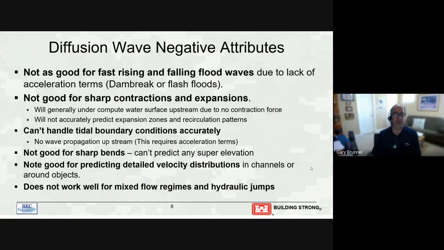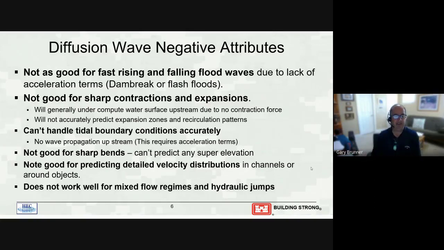So the negative attributes of the diffusion wave equations are it's not good for fast rising and falling flood waves, okay, like we talked about, so dam breaks and flash floods. It can be problematic there. It's also not good when you have really sharp contractions and expansions, and we're going to look at this in detail with an example. The reason is that in a contraction, you have a dramatic change in velocity with respect to distance, and same thing in an expansion. Well, that term is not included in the diffusion wave equation, so it's completely missing the forces associated with when water contracts and expands, okay?